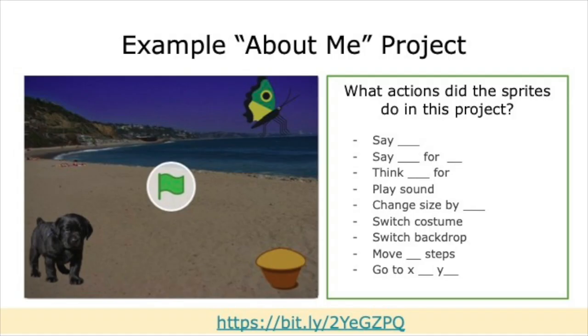All right, so you would run this project and talk about the actions that the sprites did in the project. They said something, they thought something, because they can use either the say or think blocks. There was a sound that was played with the little dog. Change size by with the cupcake, switch costume for my butterfly, switch backdrop with the cupcake, move steps for my dog, and then go to XY, which is what I have on my green flag clicked, so that I take all my sprites back to the beginning.